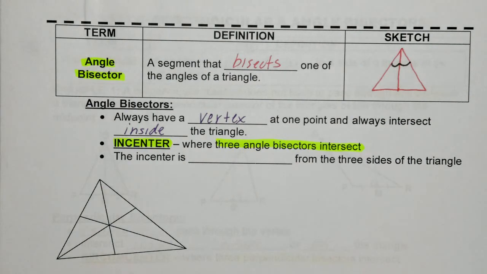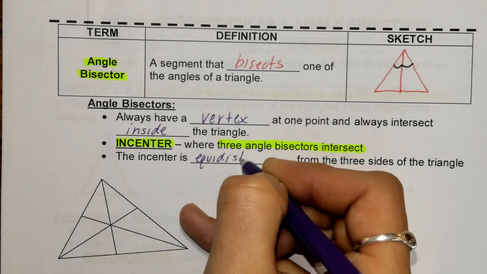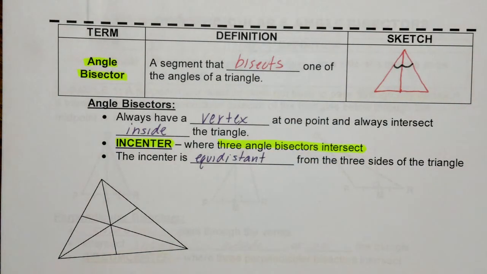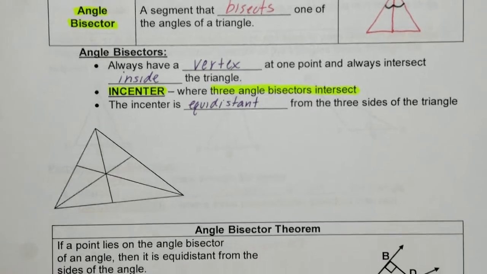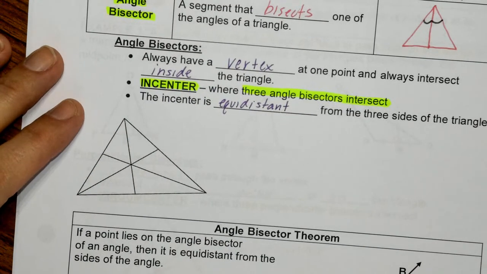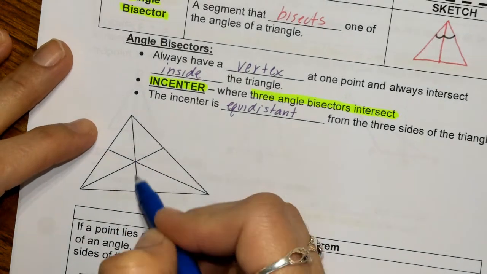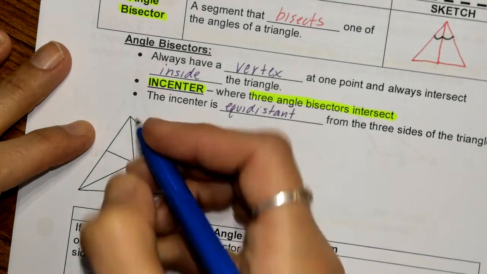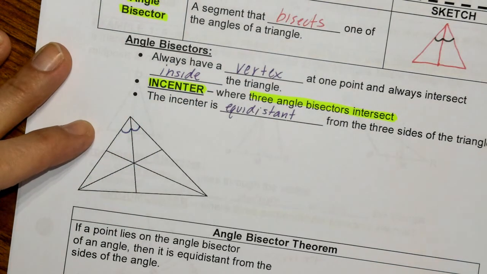And your incenter is equidistant, same distance from the 3 sides of the triangle. Okay, and we'll take a look at what that means. All right. So with each one of these, we need to make sure that we see an angle bisector first. So I'm going to take this first angle bisector right here, and I'm going to go up to the angle, and I'm going to mark congruent arcs, saying I have 2 congruent angles. Now it is an angle bisector.